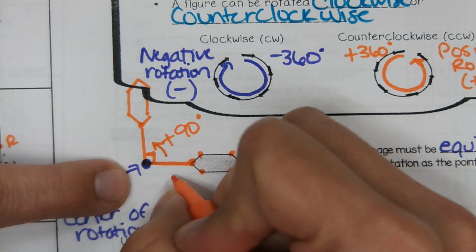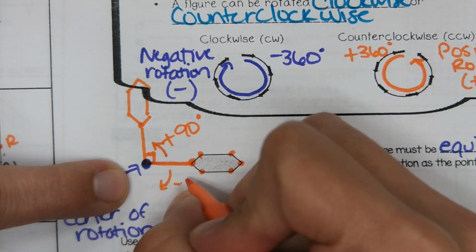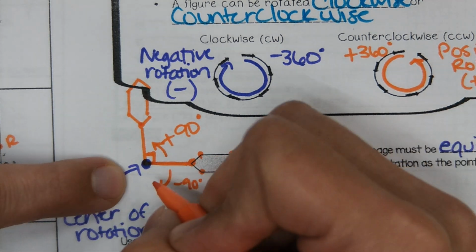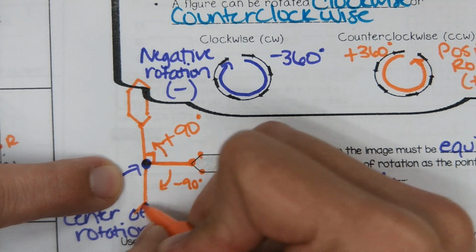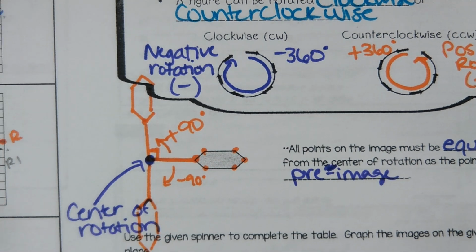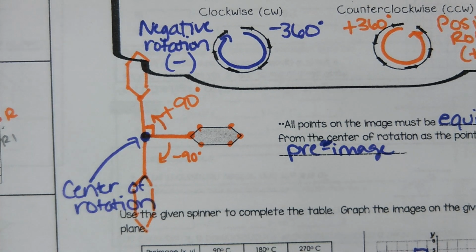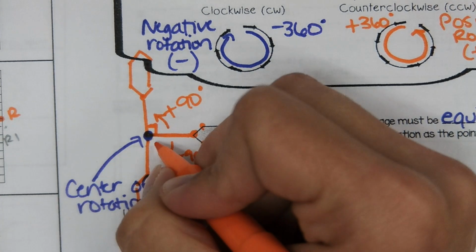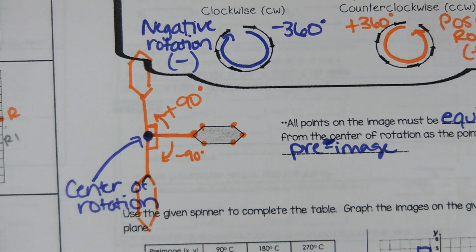A negative 90-degree rotation would be this way. And again, the shape is the same distance from the center of rotation, just over here. And again, 90 degrees right here.